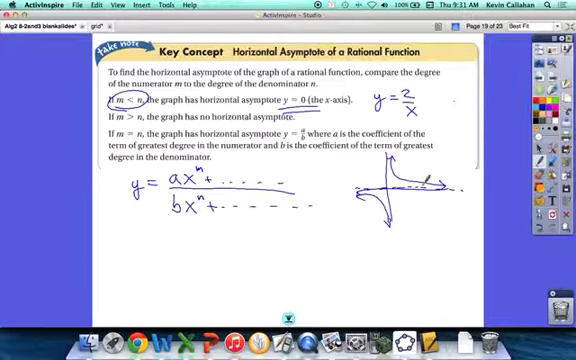If the numerator has a higher power, there is no horizontal asymptote. It just means the graph is going towards infinity or towards negative infinity, but there's no straight line that it's approaching. The more complicated one is, what if they have the same power, the same degree? Then it'll be y equals the ratio of the coefficients, the numbers right there.